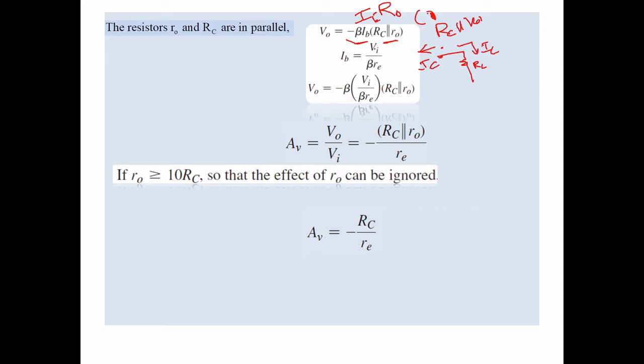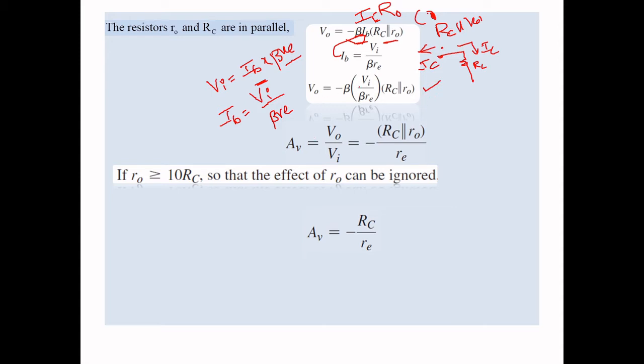Then Vo. What is Vo actually? Vo is Ib into beta re. That is a resistance value and this is your Ib current. If you want to calculate Ib, you know Ib equals Vi by beta re. So Ib you can substitute here and it can be written as minus beta Vi by beta re into RC parallel to r naught. That's it.